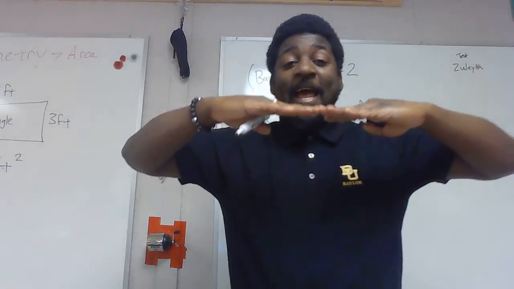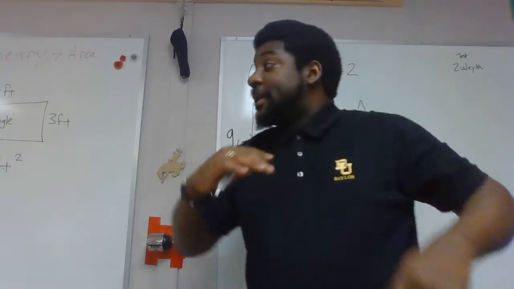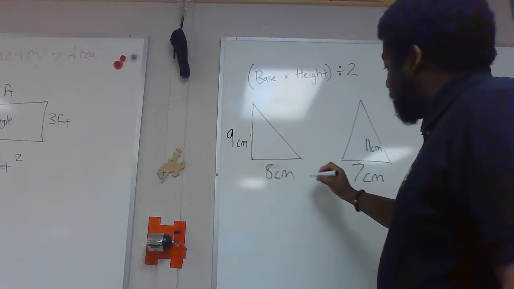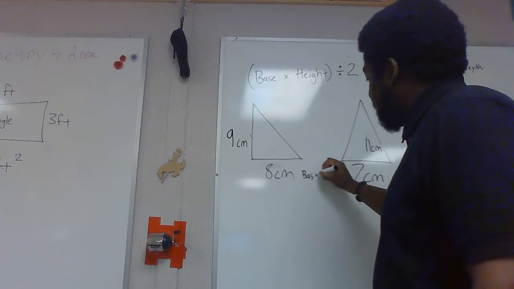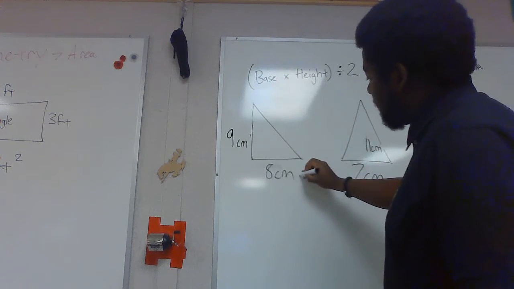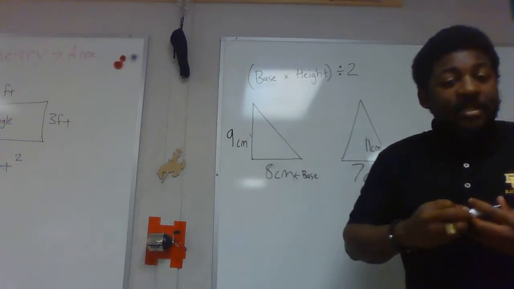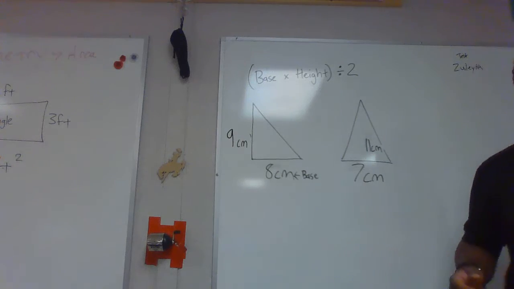So your base has to be flat. If I'm talking about the base here, my base number for this triangle is going to be this 8 centimeters because that's the flat part of my triangle. That's my base. The next thing we need to do is find our height.